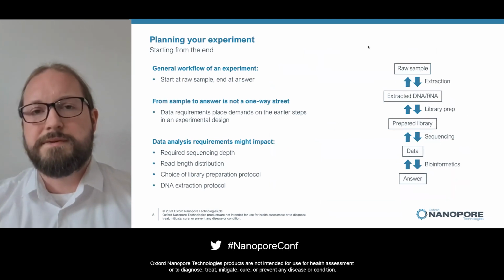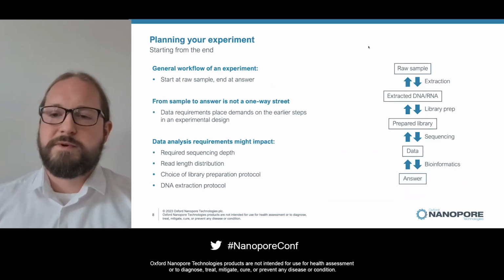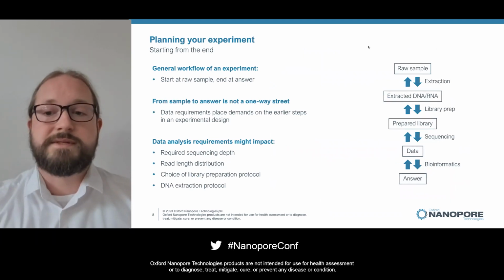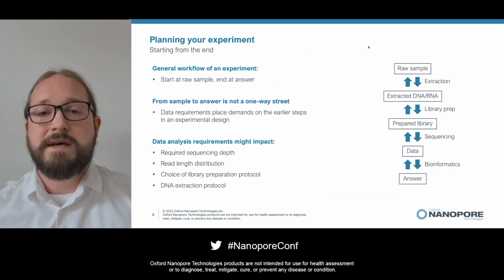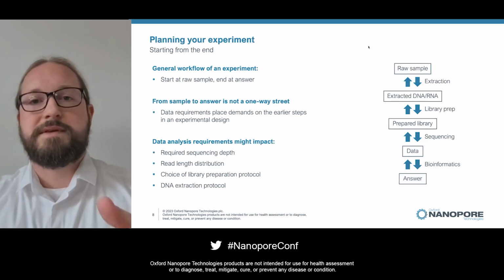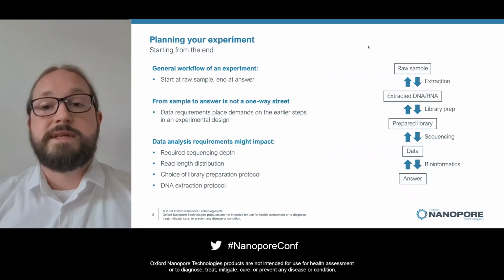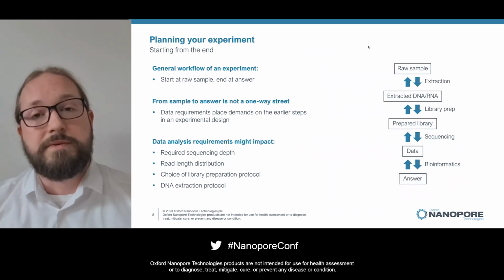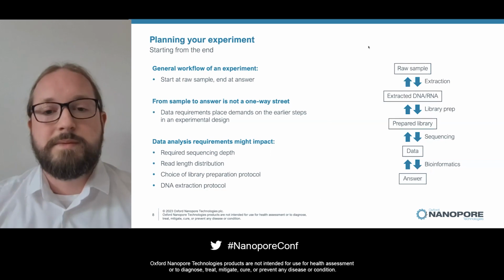Right, if you've seen a masterclass before, one thing that we typically encourage you to do is start at the end. Think about what your question is, what are the things you want to answer, and then work backwards to inform the bioinformatics that you need, the amount of data or read length that you need, the library prep that you need, and so on. And this is what I want to walk you through now for a tumour-normal example.